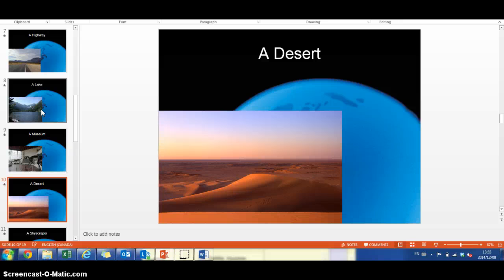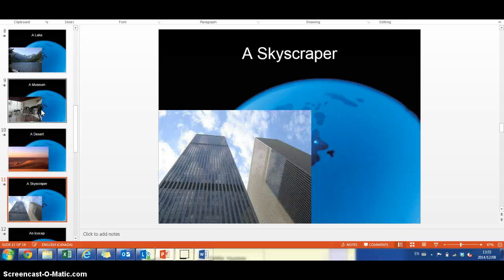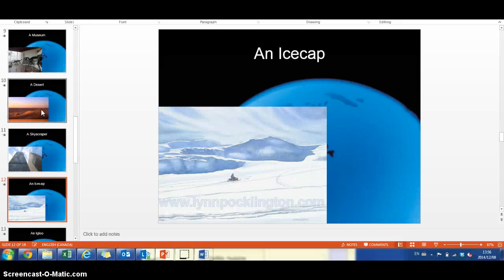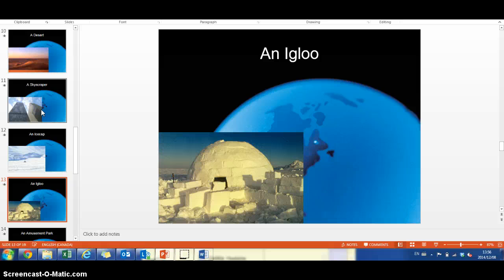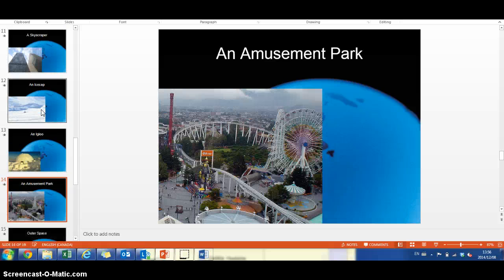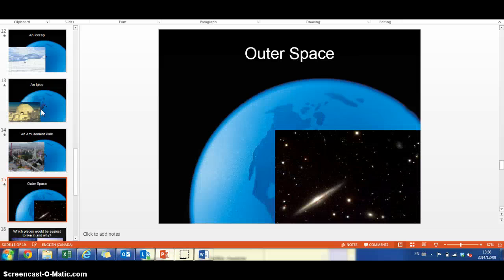A desert. Already done for you. This is a physical characteristic. Skyscraper. Human or physical? Ice cap. Human characteristic or physical characteristic? An igloo. Is this a physical characteristic or a human characteristic? An amusement park. A physical characteristic or, you guessed it, a human characteristic? Which is it? Outer space. Human or physical?